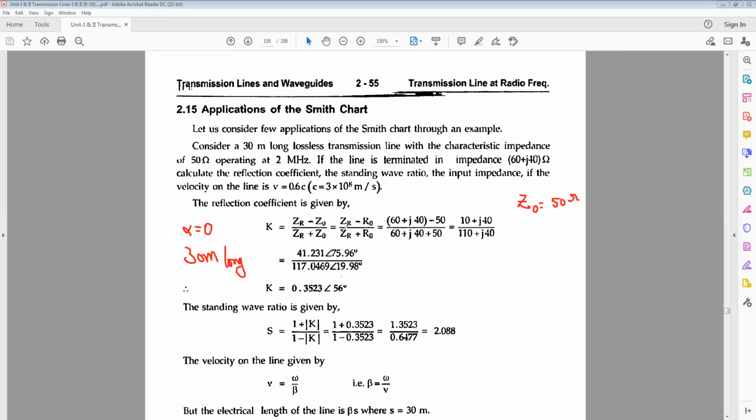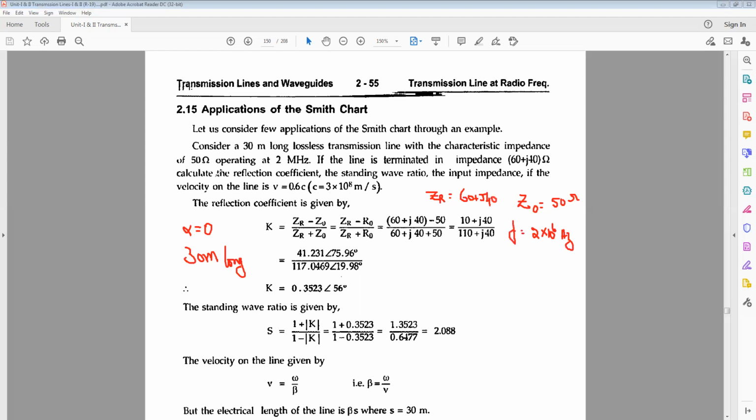Operating at 2 megahertz. The frequency, hertz means it's a frequency. F is equal to 2 into 10 power of 6 hertz. If the line is terminated in impedance 60 plus j into 40, terminated means ZR at the load end. ZR is given as 60 plus j into 40.